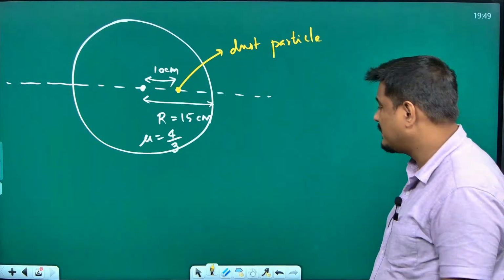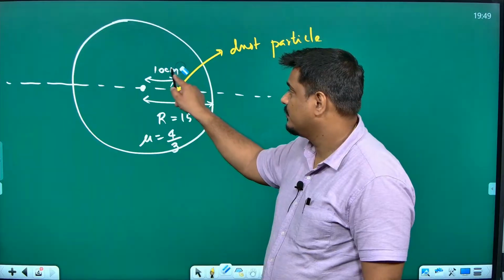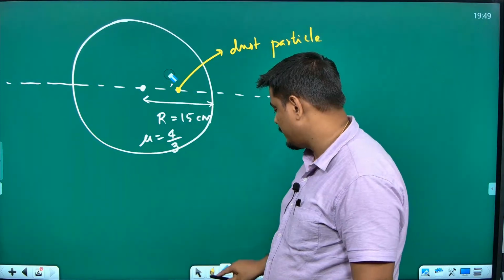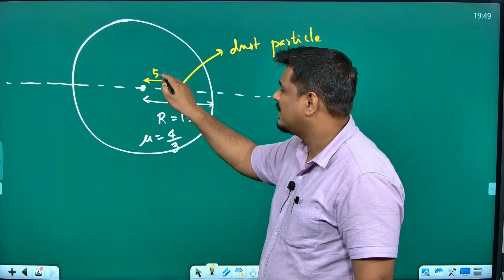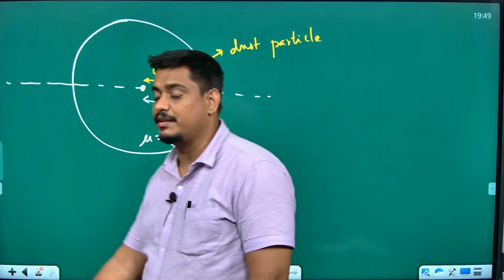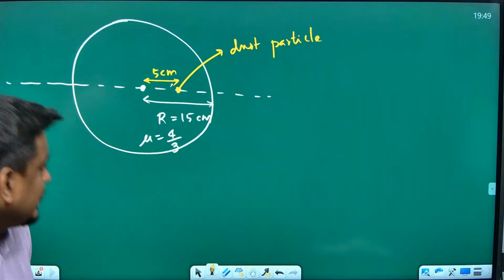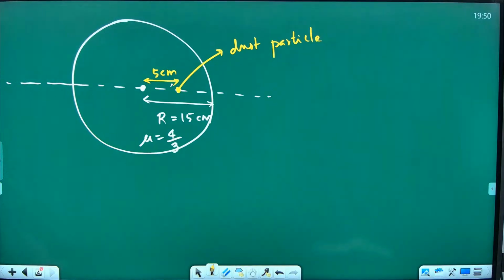Actually, not 10 centimeter, it is 5 centimeter. Sorry. Please check your answer. This is 5 centimeter. The dust is present 5 centimeter away from the center. You have to find the position and nature of the image. Be careful in solving.